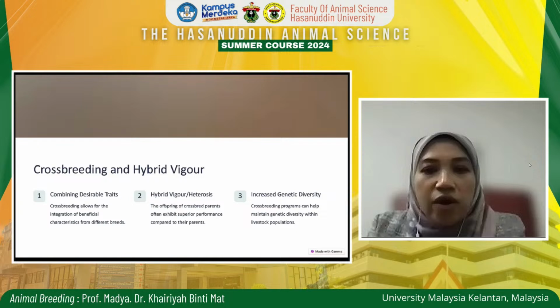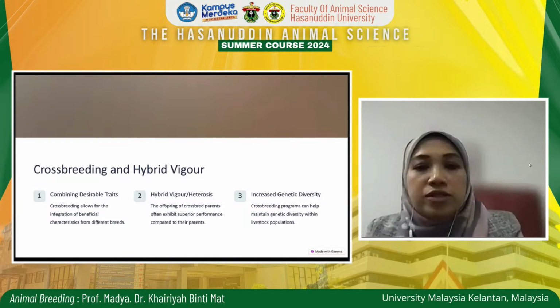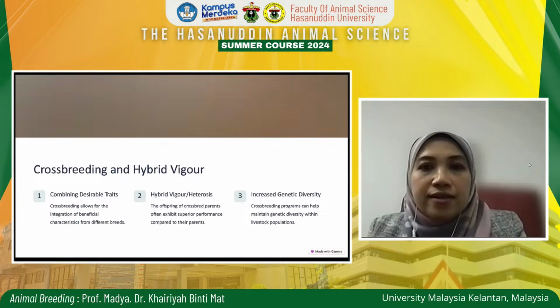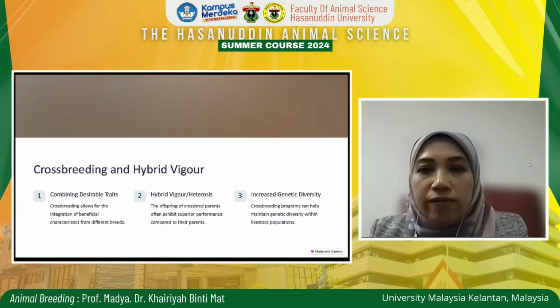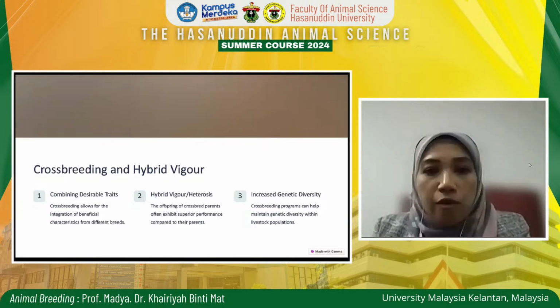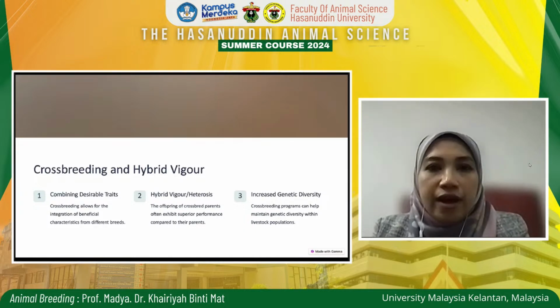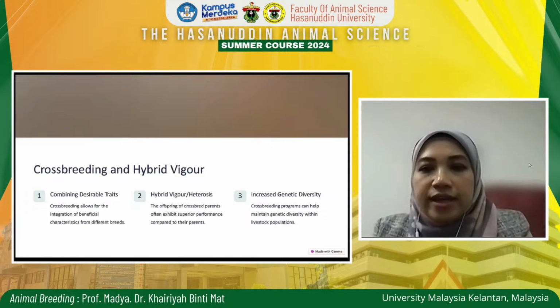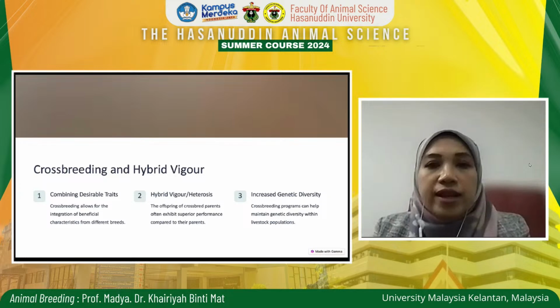Hybrid vigor, or heterosis, is the observation of the performance of the next generation, or the offspring, of the parents. Normally the offspring will have better performance, will achieve superior performance compared to their parents. That is when we achieve hybrid vigor. Other than that, crossbreeding increases genetic diversity. Crossbreeding programs help to maintain genetic diversity within the livestock population.